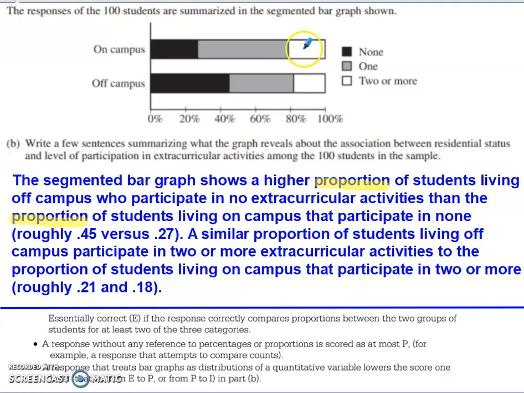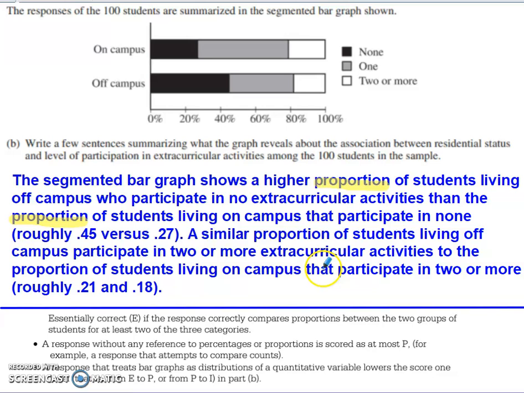I went on to also recognize that the blank sections up here at the higher end, they're very close to the same width. So I went back and computed a couple more proportions, 0.21 for the proportion of on-campus students that participate in 2 or more extracurriculars, and then 0.18 for the proportion of the off-campus students that participate in 2 or more. So I compared the ones that had the biggest gap between them and the 2 that were most similar to one another.